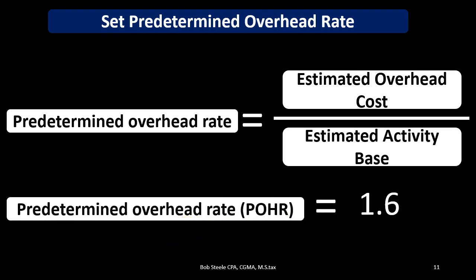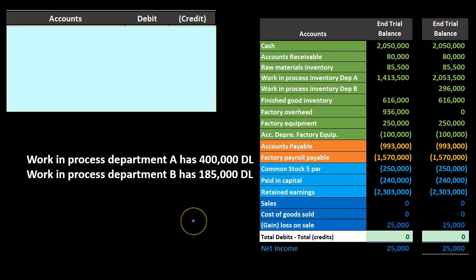So we're going to say that our predetermined overhead rate is 1.6. How do we get that? Well, we take the estimated overhead costs from the prior period divided by our activity base, which we're going to say is direct labor in our case. So we divide those out and get our predetermined overhead rate of 1.6.